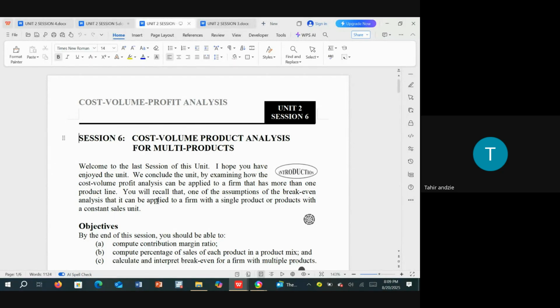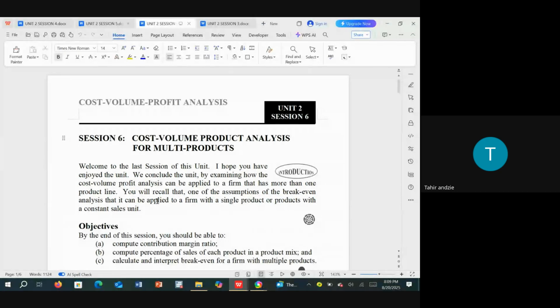Now, the analysis for the single product is a bit simpler, but the same idea. There's no difference here, except that when we are talking of the multi-products, the fixed cost that will be given is the fixed cost incurred by the organization in selling all the products. So you cannot attribute the fixed cost to only one product or a single product.